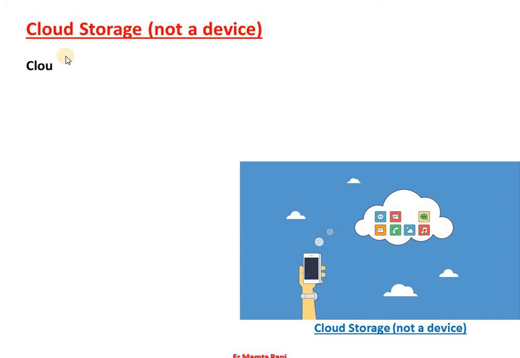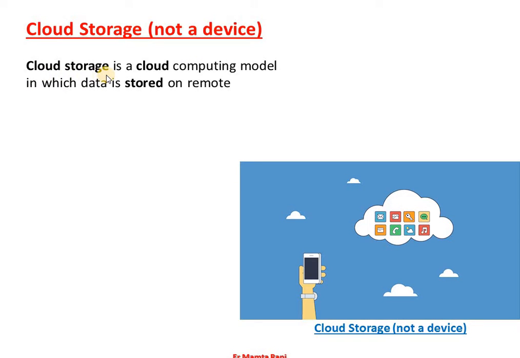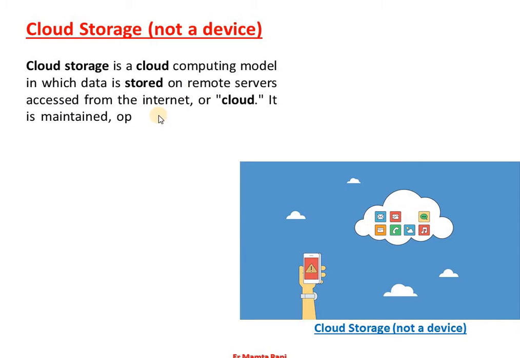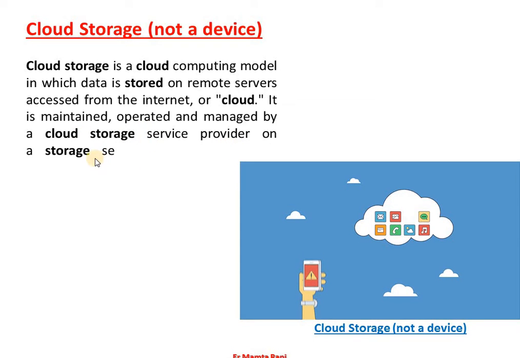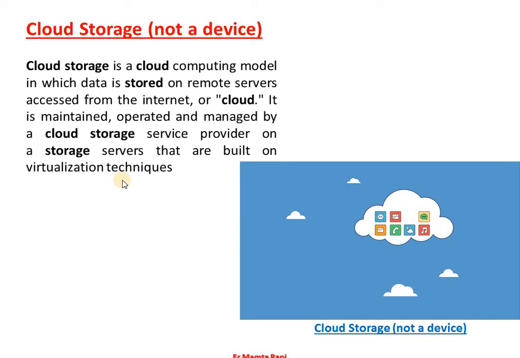Next we have cloud storage. This is not a device, this is cloud storage. So remember one thing, cloud storage is a computing model in which data is stored on remote servers, accessed from the internet. It is maintained, operated and managed by a cloud storage service provider on storage servers that are built on virtualization technology or techniques. So here you can store anything, your contacts, your email, your files, your messages, your important documents, anything you can store here. Examples are OneDrive and Google Drive, mostly used.